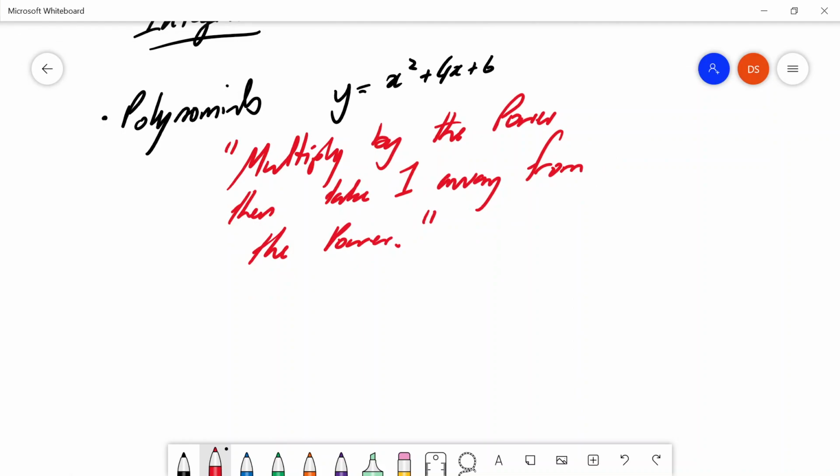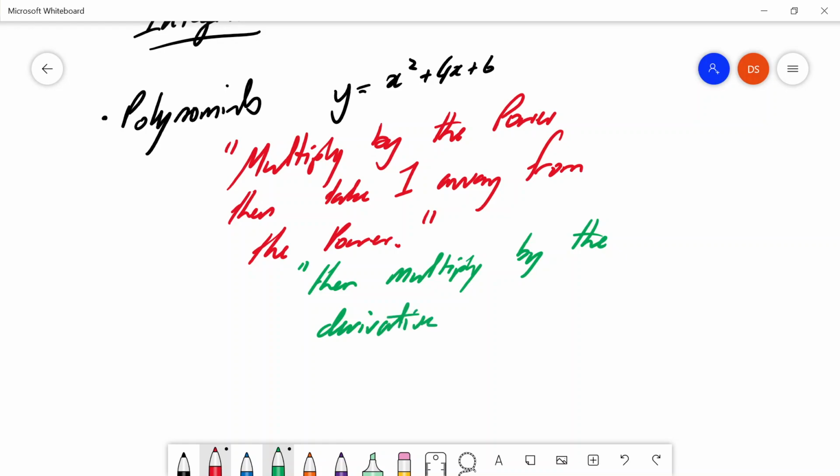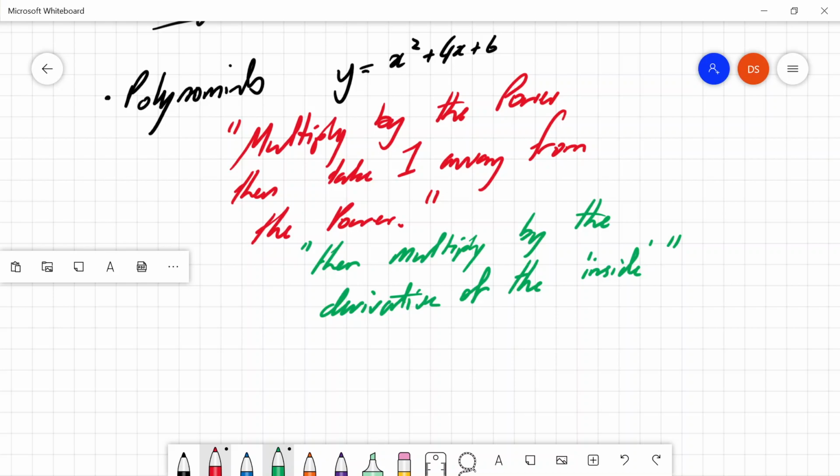We then came along and we added a bit more, and we called this the chain rule or the bracket rule, and it was then: multiply by the derivative of the "inside". I'm going to put inside in quote marks because it's a strange inside. We had a function and we talked about the derivative of the inside, and the inside changed depending on the type of function we had. But that's good enough for now.